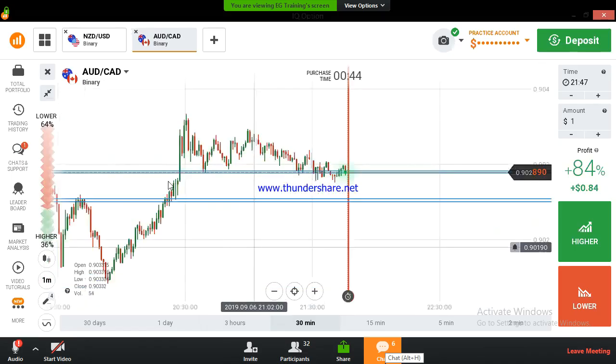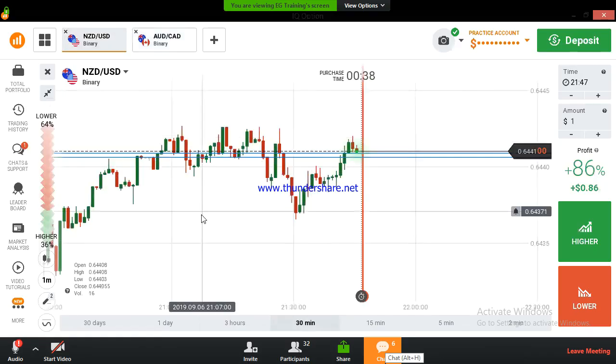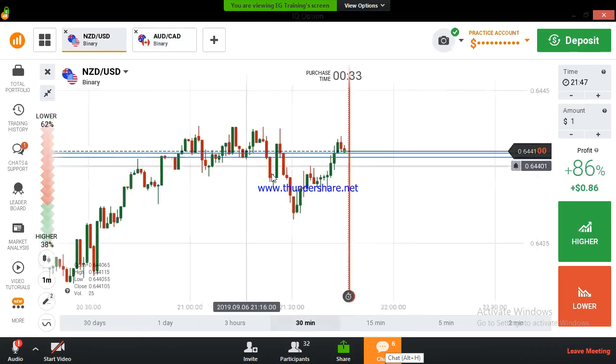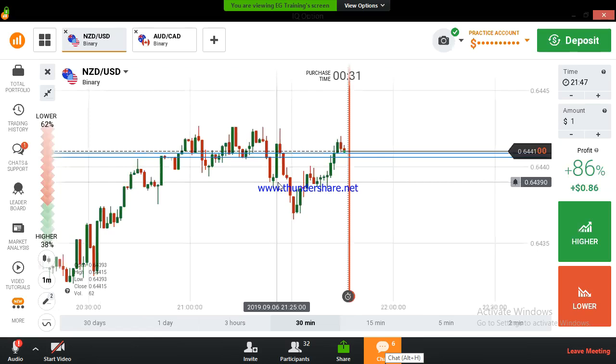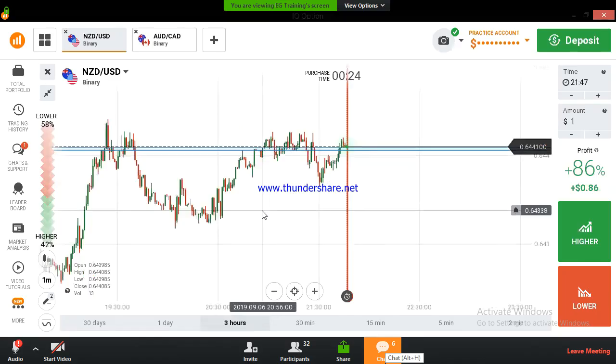Okay, this is one way to draw a strong level manually. This is another way to draw a strong level with the help of Fibonacci tool. If you find a strong level, draw it and leave it. It will help you in the future too. And I will show you how to trade on these strong levels.